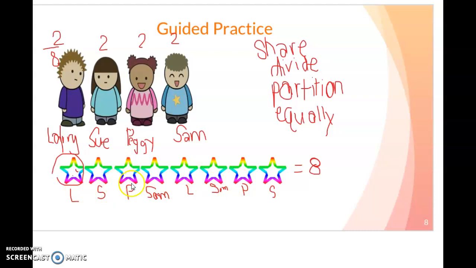Sam had in total. Sue received 2 out of the 8, or 2/8 of the stars that Sam had in total. Peggy received 2 out of the 8 stars that Sam had in total. And Sam himself received 2 out of the 8 stars that Sam had in total.